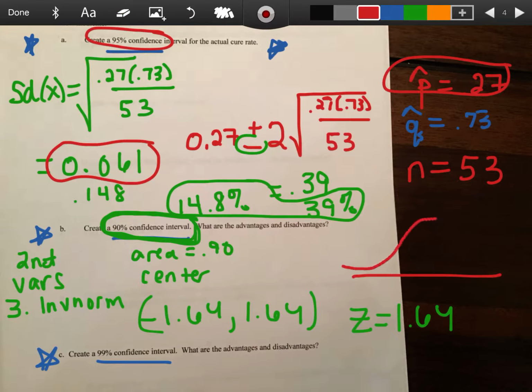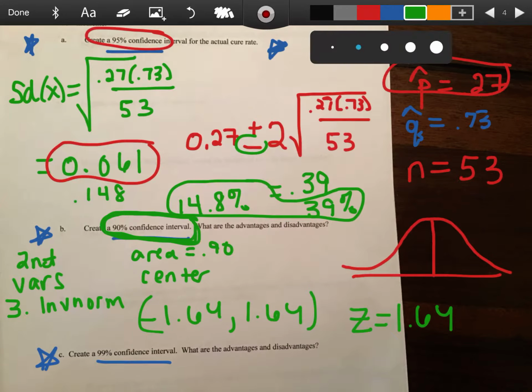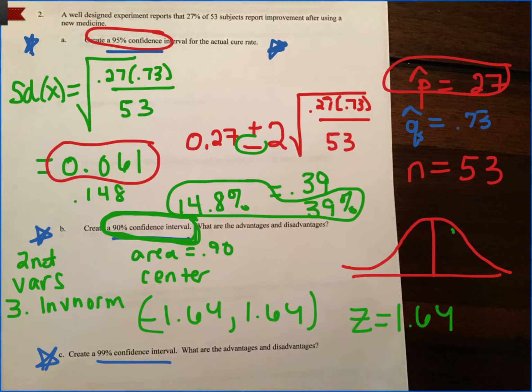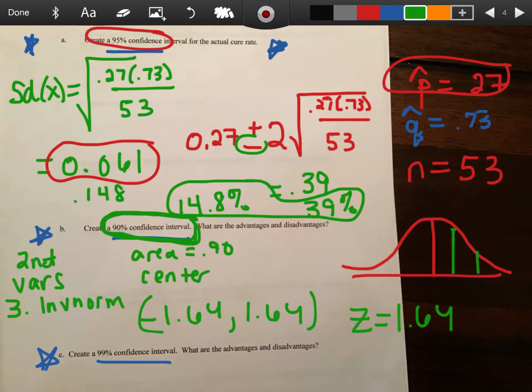So if we know that this sample population had a 27%, and we want to go not 1, so if this is 1, and this is 2 standard deviations above, and this is 1, and this is 2 below, 1.64 would be something like this. We want all of this range right here is what we're looking for in this case. We're kind of closing it in a little bit.